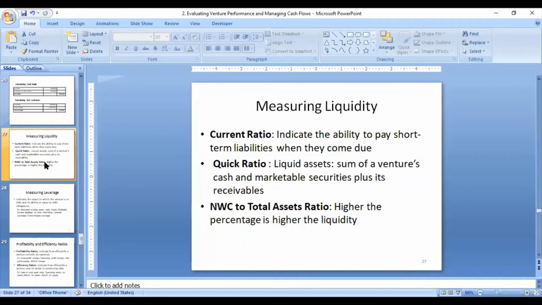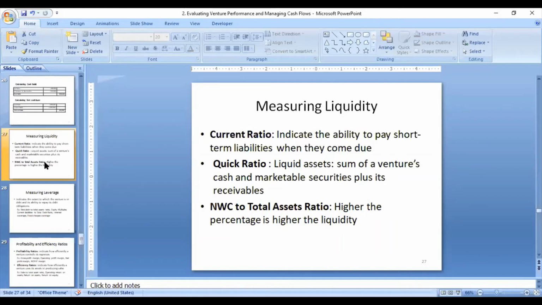And when it comes to the quick ratio, we know that inventory is the least liquid item in current assets. So we deduct inventory when we calculate the quick ratio. Average current assets minus average inventory, divided by average current liabilities, will give you the quick ratio. Normally the liquid assets of the venture are cash, marketable securities, and receivables. So it measures the ability of liquid assets to pay the current liabilities.